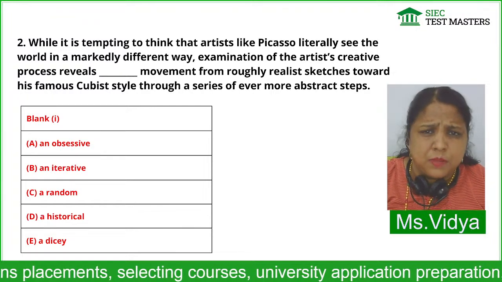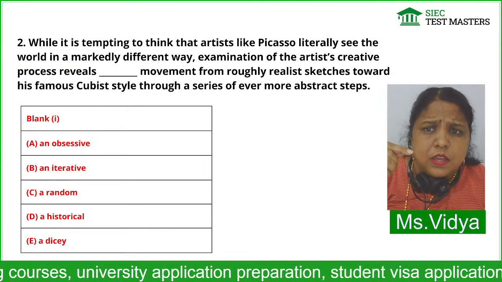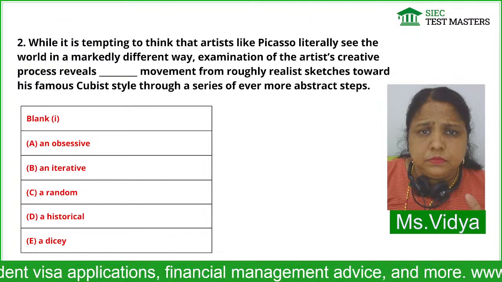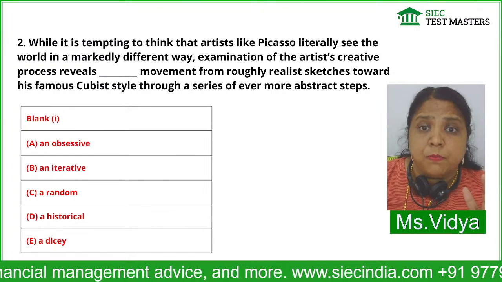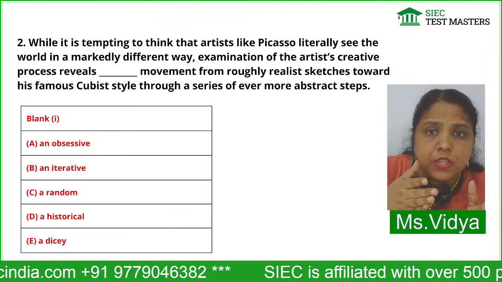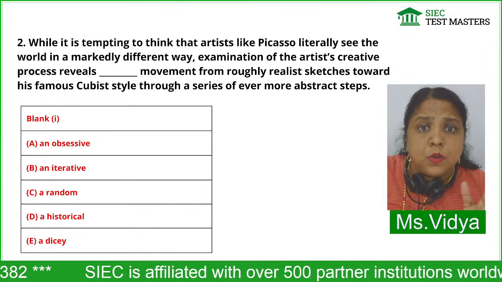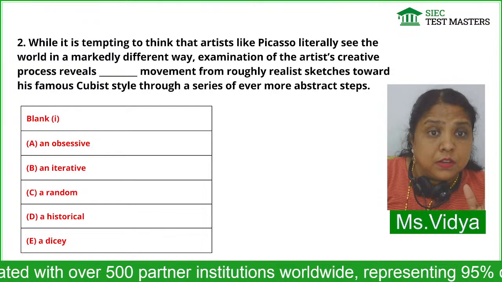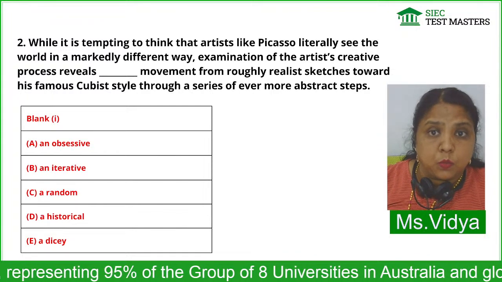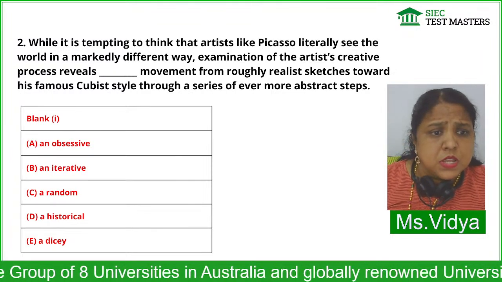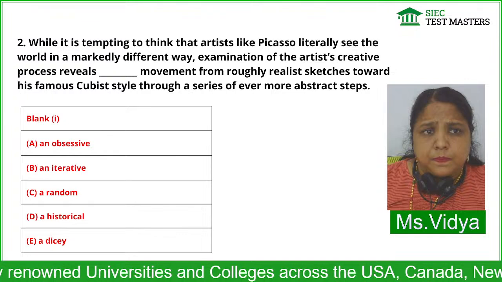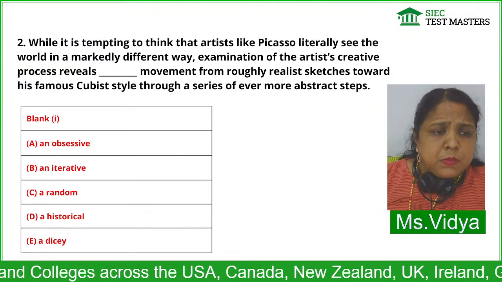First, they do it very roughly, like how an ordinary person does. Then they come through a very complicated step, a step of making it more abstract that people cannot understand, very complicated, complex, from simple roughly realist sketches to more abstract ones. So his work is like any other common man, ordinary man, but we think they look at the world in a completely different way. So the blank should have an option like ordinary. That's what I feel. So let me look at the options now.